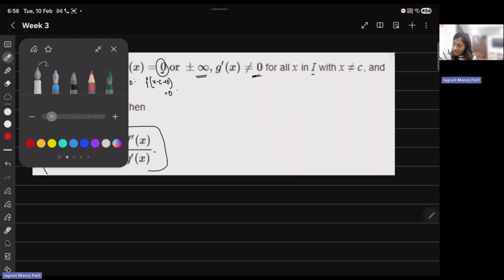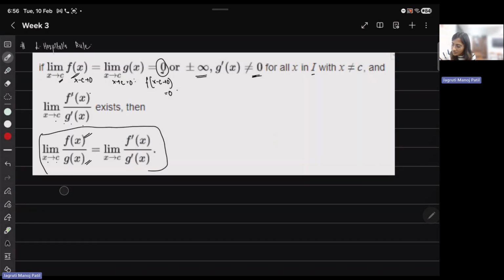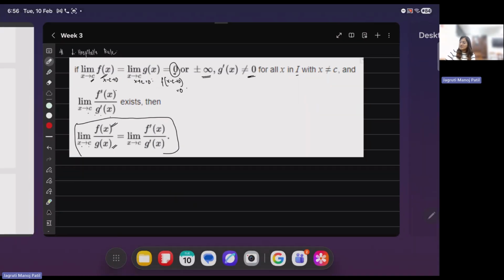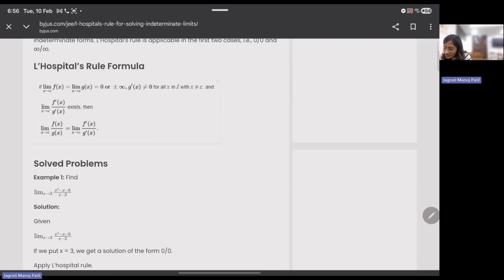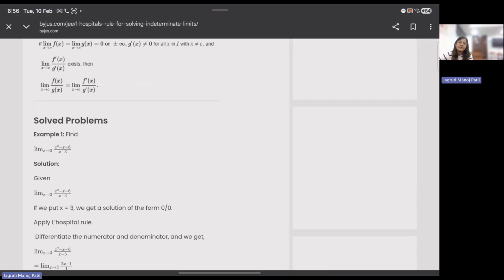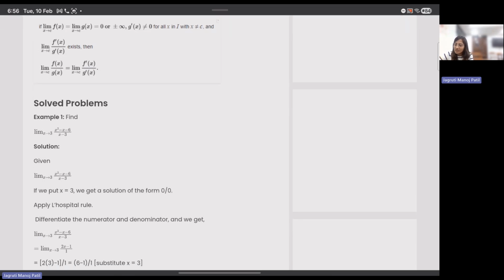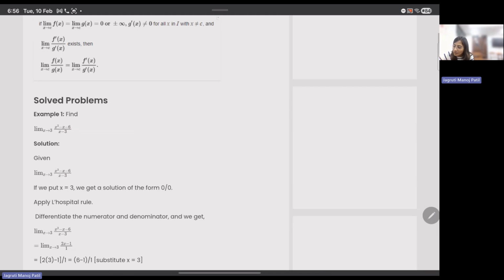Now since you know that, we'll just look at a few examples that are stated over here. So basically, a simple thing: what you need to do is take derivatives in that case. So if you have a case like this, you have x squared minus x minus 6 by x minus 3.